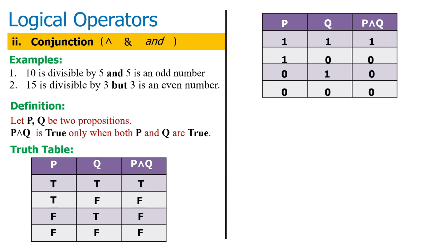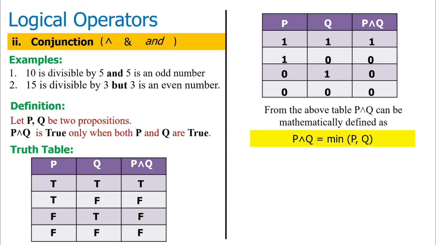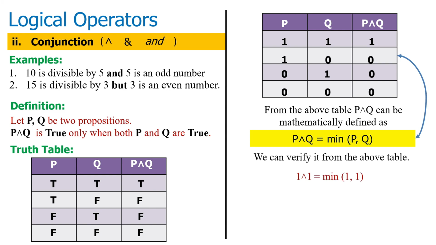From the above table, P conjunction Q can be mathematically defined as P conjunction Q is equal to minimum of P, Q. We can verify this formula with the values given in the above table. 1 conjunction 1 is equal to the minimum value between 1, 1, which is 1. 1 conjunction 0 is equal to the minimum value between 1, 0, which is 0.